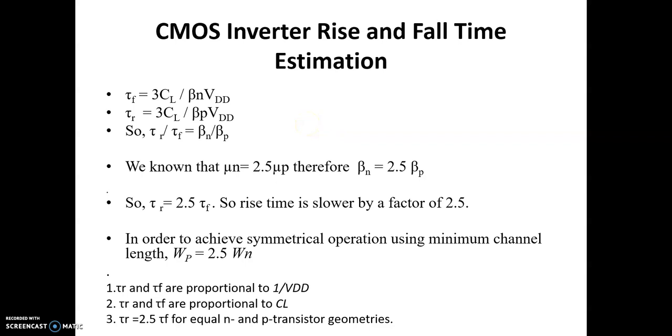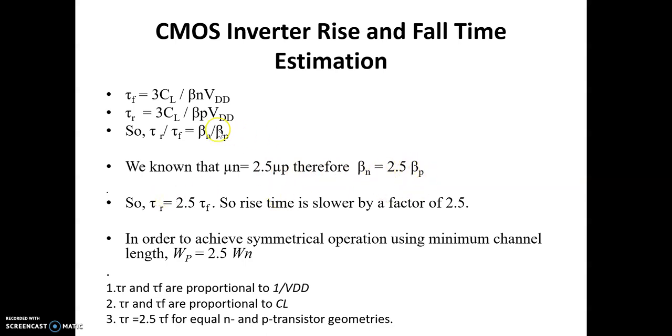Now, when we take the ratio of the first two equations, we see that tau r, the rising time, to the falling time ratio is nothing but beta n by beta p. We know that beta n and beta p depend upon the mobility of the charge carriers, and nMOS has a better mobility than the PMOS device. The mobility mu n is equal to 2.5 mu p. Therefore, beta n is equal to 2.5 beta p.